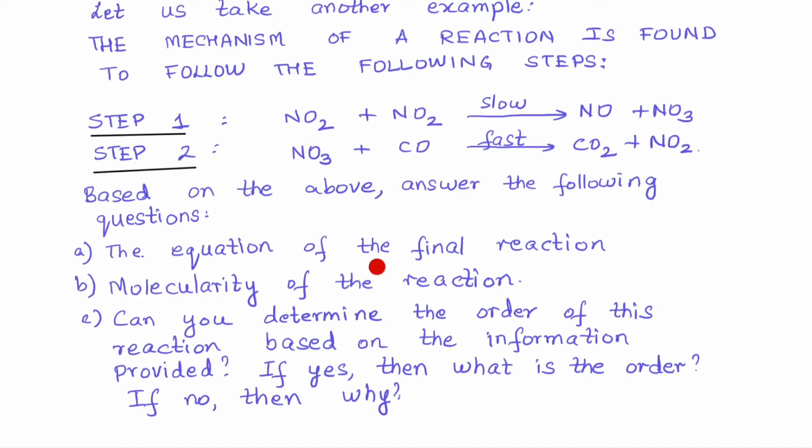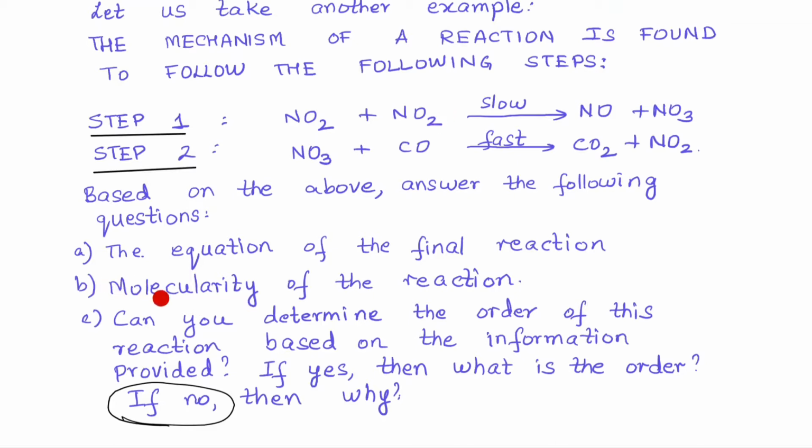No, we cannot, because there is no mention of experimental data as to how the concentration of NO2 is affecting the rate of this reaction, right? Remember, order of a reaction is an experimental quantity. You cannot determine it by simply looking at the equation. So the answer to this question would be no, because there is no experimental data indicating the change in the concentration of NO2 with change in time.